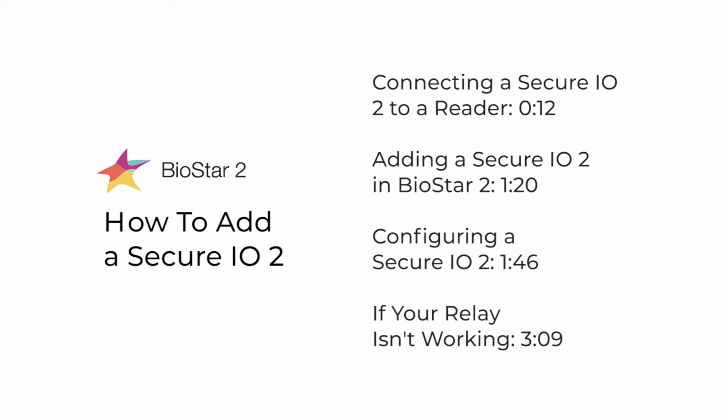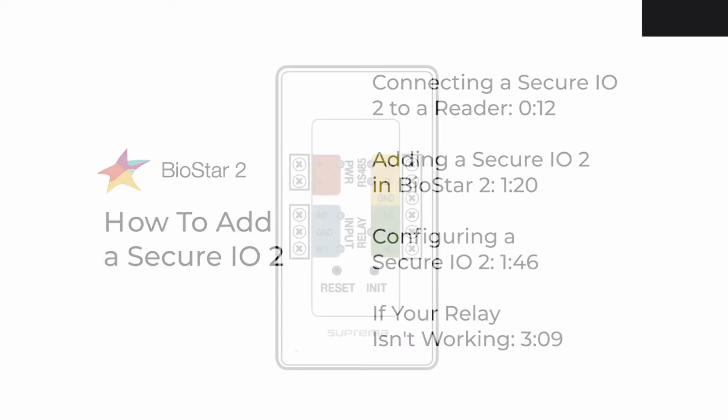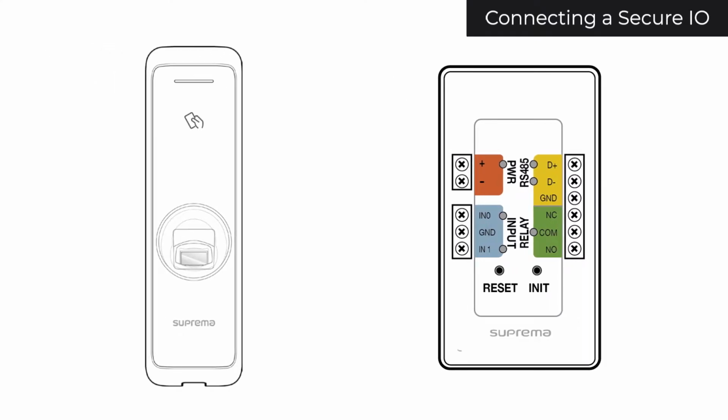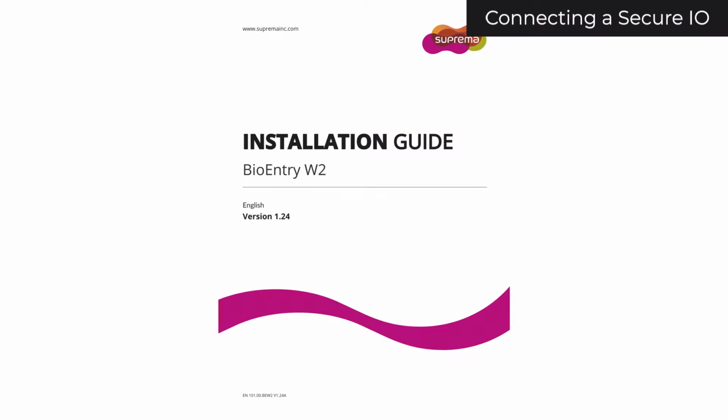We'll be going over how to connect a Secure IO 2 to a reader, as well as add and configure it in BioStar 2. You'll first want to connect your Secure IO to your reader. To determine which wires from your reader to use, please refer to the reader's installation guide. Links to installation guides can be found in the description. For example, I'm using a BioEntry W2.